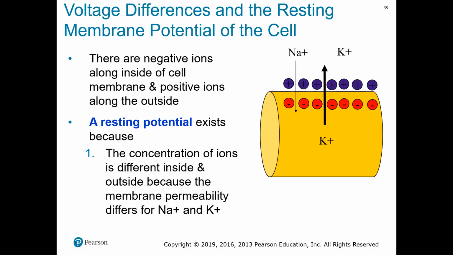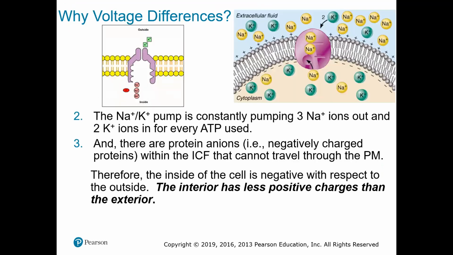So, but there's the problem. Sodium's always coming in. Potassium's always going out. So we use the sodium potassium pump to keep sodium outside and to keep potassium inside. We're always pumping sodiums out and bringing potassiums back in. Now they're leaking out, but we're pumping them out faster than they're leaking in. And they're leaking out, but we're bringing them back in faster than they're leaking out. So we keep high levels of sodium outside the cell and high levels of potassium inside the cell.